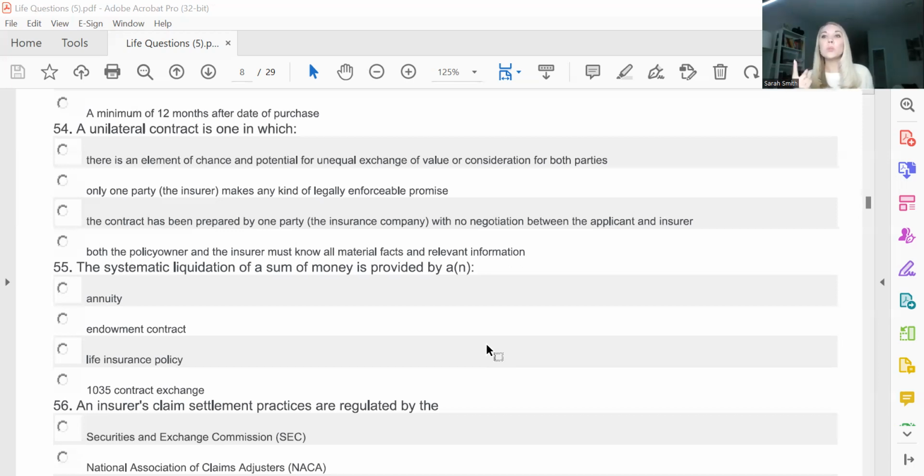Now, why is it that only the insurer, the insurance company, is making a legally enforceable promise? Because you're thinking, well, don't you have to pay your premiums? Yes, but if you don't pay your premiums, nobody's going to bust down your door, right? Nobody is forcing you to get an insurance policy. You're doing it of your own free will. So if you decide to stop paying your premiums, nobody can really do anything about it except for cancel your coverage.